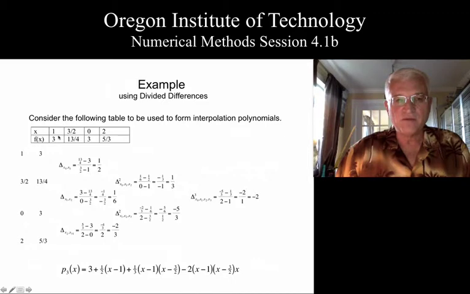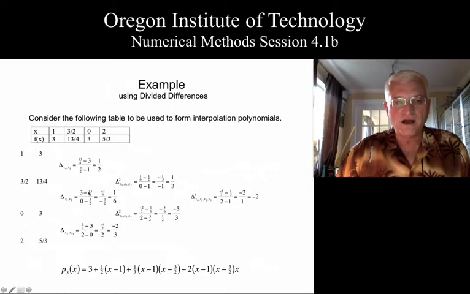Here is a table of 4 entries of the x and the y values. I follow the procedure by taking the x values and stick them in the first column. I take the function of each of those values and stick it in the second column. Not hard. Create the first divided difference. That's going to be just 13/4 minus 3 divided by 3/2 minus 1. Calculate it out, I get 1/2.